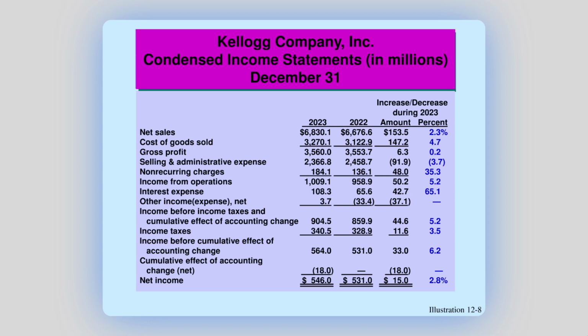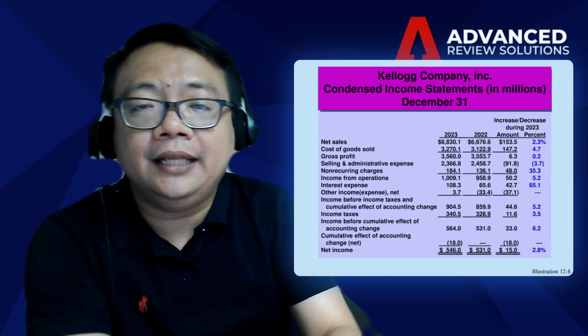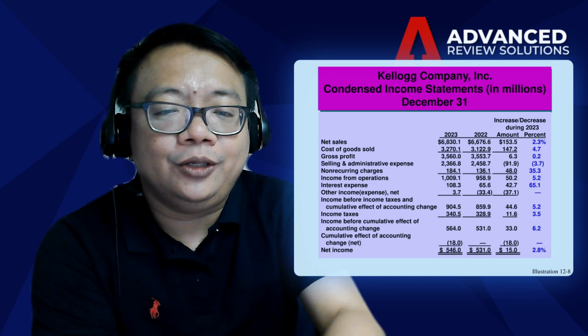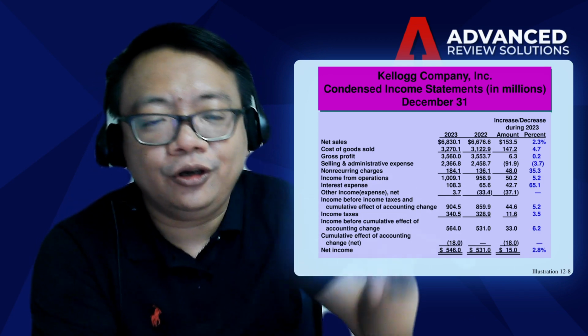Ganun lang ha. Ganun din naman in terms of the net income. No? So, bottom line, if you have the 2023, 546 minus 531, so you have 15. 15 divided by 531, and you have your 2.8% increase. Okay? So, that's how you will analyze the trend analysis, no? Okay? So, yan. Pag gano'n na, pahalang tayo.